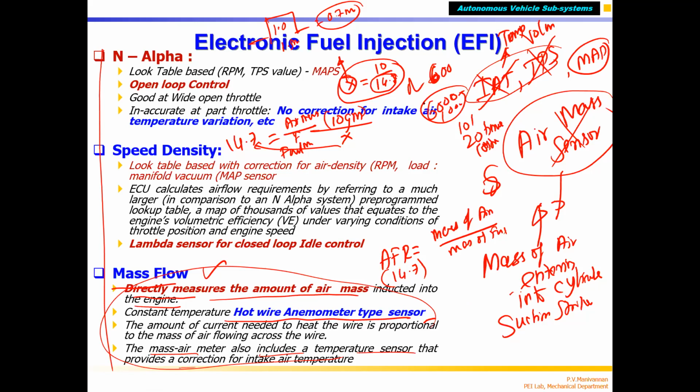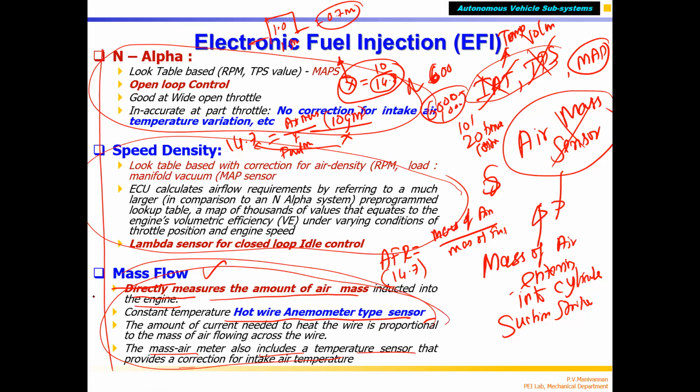For low-cost vehicles, the simplest ones, and slightly medium range vehicles, you may use the speed density method and such. But high-end vehicles like BMW, which you buy for 30 lakhs, 40 lakhs, 1 crore, use the air mass sensor. Very accurate control. I stop here.